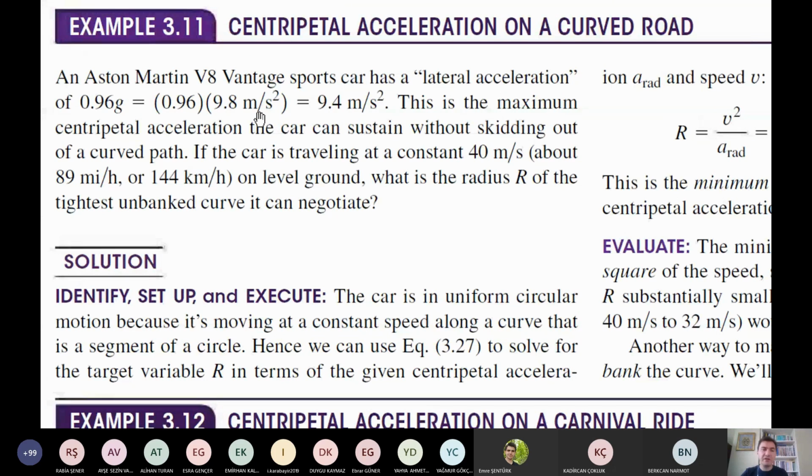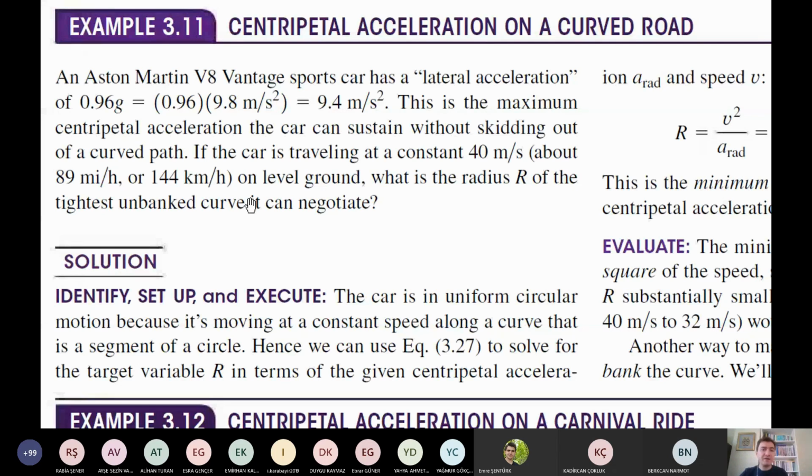So 0.96 g means that you multiply g with this number, and then finally you can find the acceleration of this Aston Martin, 9.4 meter per square second. So this is the maximum centripetal acceleration the car can sustain without skidding out of a curved path.